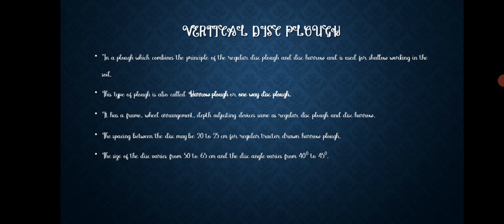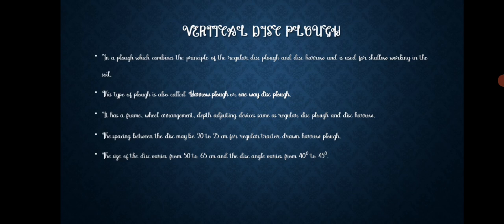Next, vertical disc plough. It is a plough which combines the principle of the regular disc plough and the disc harrow and is used for shallow working in the soil. This type of plough is also called harrow plough or one-way disc plough. It has a frame, wheel arrangement and depth adjusting device, the same as the regular disc plough and disc harrow.